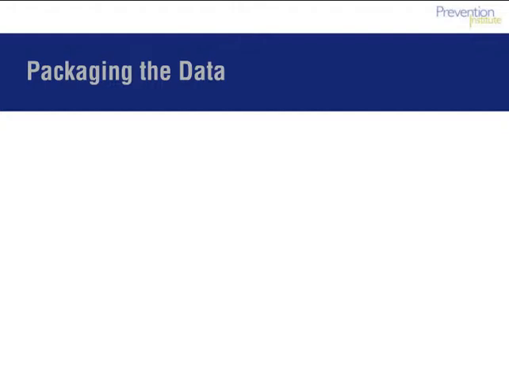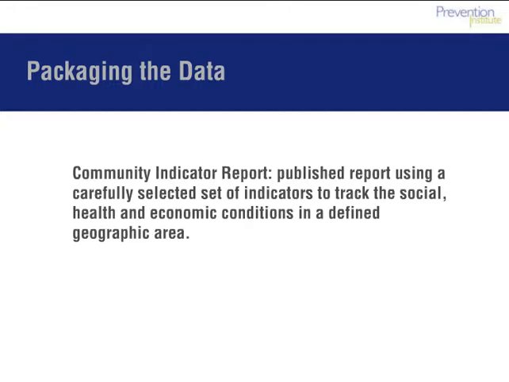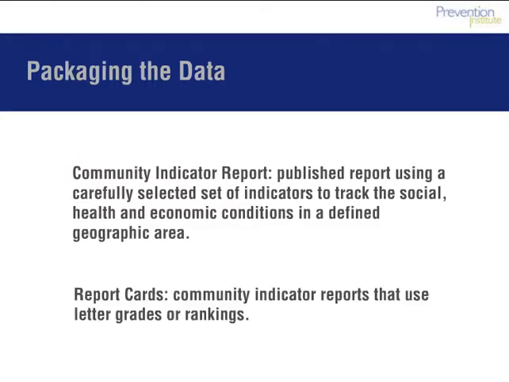Community indicator reports and report cards are used to package indicator data in an understandable format. For the purpose of this module, community indicator reports are published reports using a carefully selected set of indicators to track the social, health, and economic conditions in a defined geographic area. Report cards are a type of community indicator report that use letter grades or rankings.